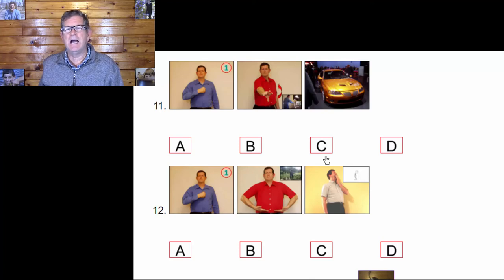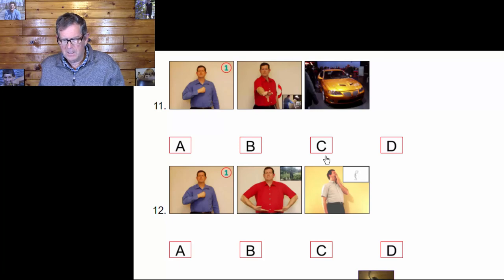Número 11, sí. Yo tomo el carro. Yo tomo el carro. Maybe that's the answer. I'll tell you what it's an answer to. You got to figure it out. A. ¿Quién va al supermercado? B. ¿Quiénes van al supermercado? C. ¿Por qué vas al supermercado? D. ¿Cómo vas al supermercado?